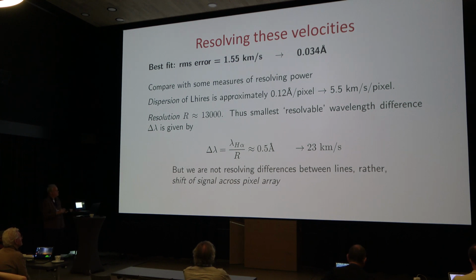But we're not resolving differences in the line. I'm not trying to do this here against the bright background. I'm not trying to resolve: are there two peaks or are there one peak? I'm just doing this: is that moving? Yeah, different exercise. So we shouldn't be too surprised that we can get better than the nominal resolving difference there. But it's encouraging that we are pushing the instrument close to its possible limit, I think, anyway.